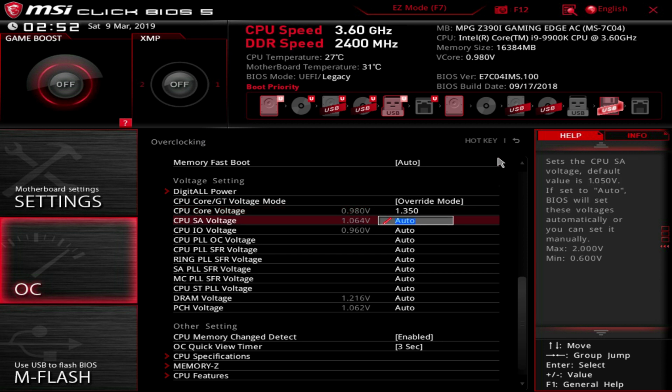Now we get to system agent and I/O voltage. These are both memory controller voltages. As a general rule of thumb, you don't really want more than a 50 millivolt gap between the two of these. So like 1.2 SA, and you'd want like 1.15 or 1.25 for I/O voltage.